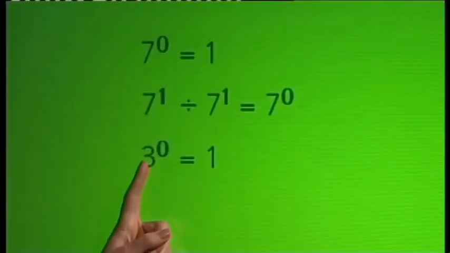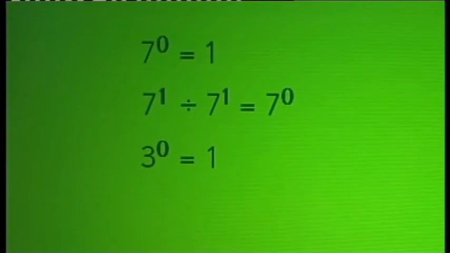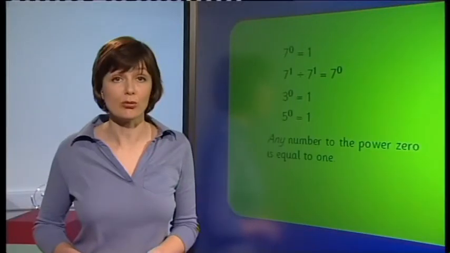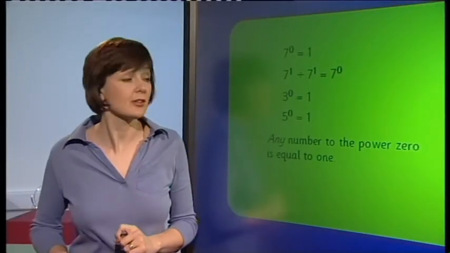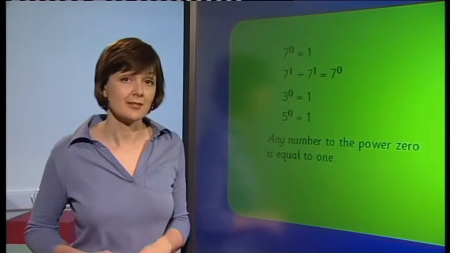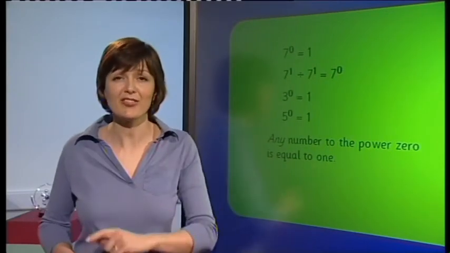3 to the power 0 is 1. 5 to the power 0 is 1. Any number at all to the power 0 is 1. This is amazing stuff, and we're not finished yet.